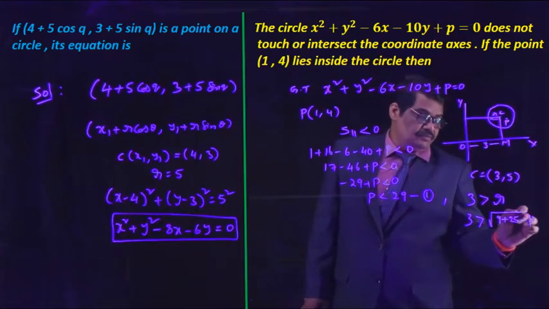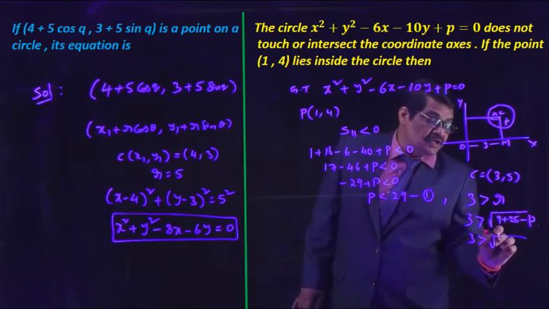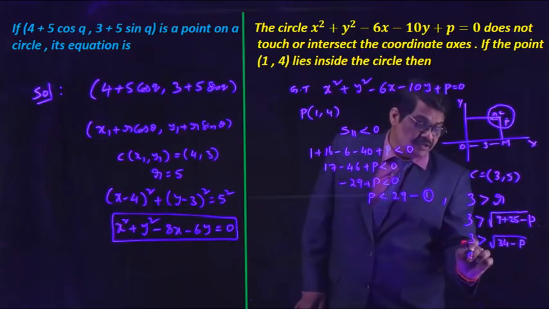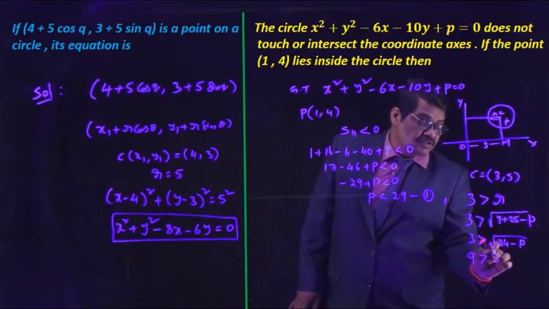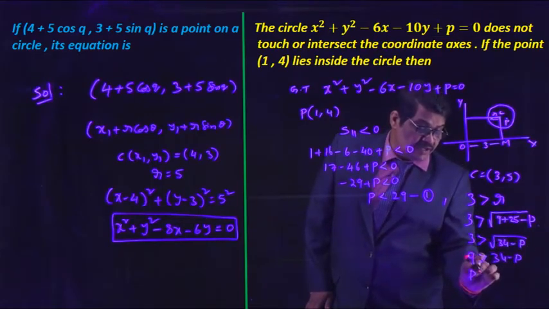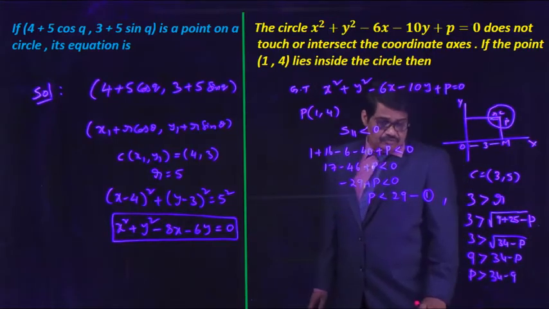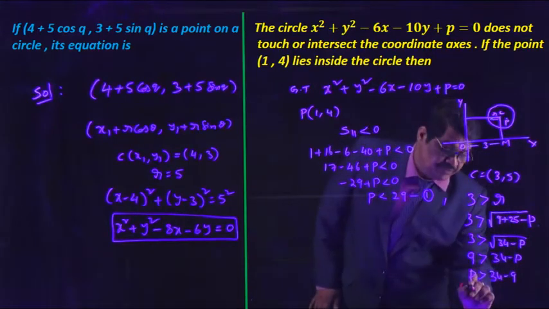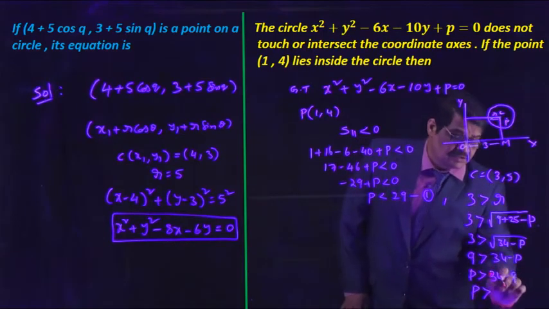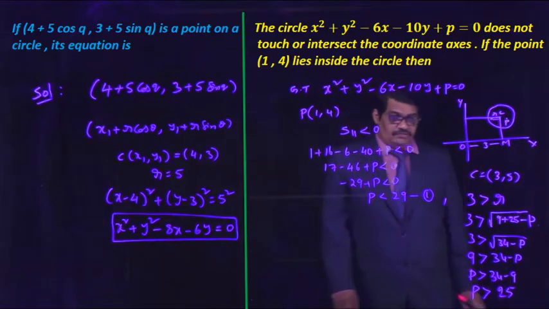P. Then here 3 is greater than the square root of 34 minus P. Now we are squaring on both sides. Then 9 is greater than 34 minus P. Here P is moving to this side and 9 is moving to the RHS. That is 34 minus 9. So what is 34 minus 9? That is 25. Here P is greater than 25.